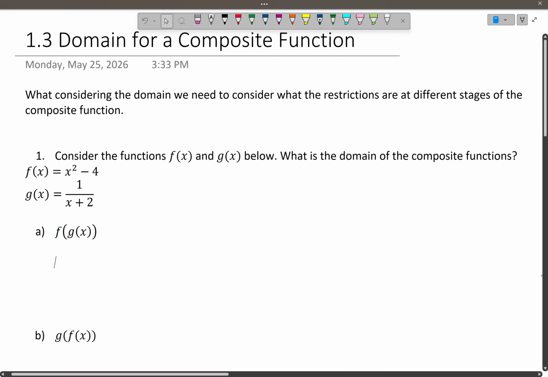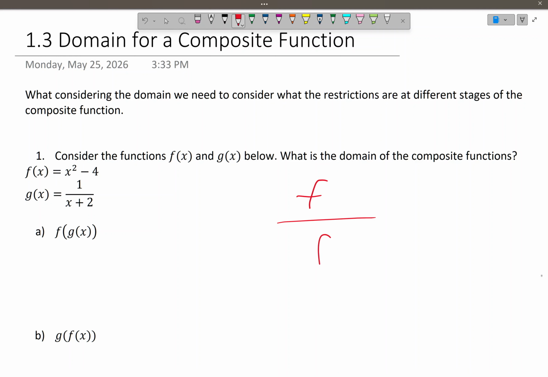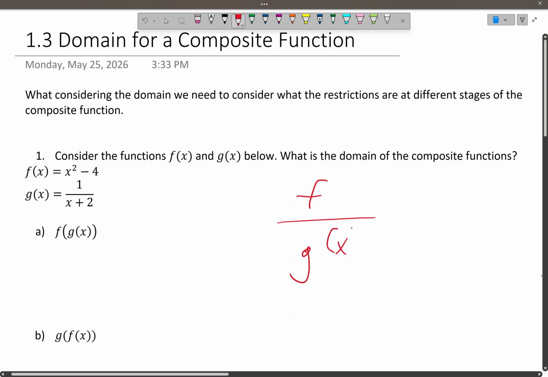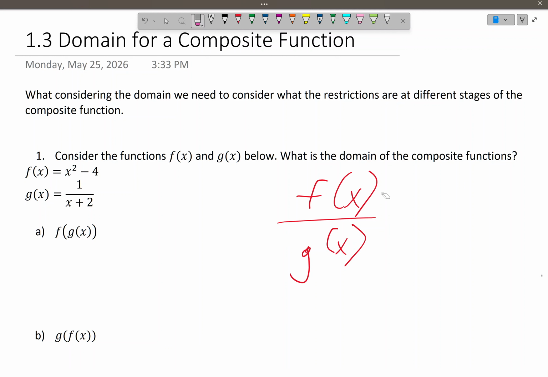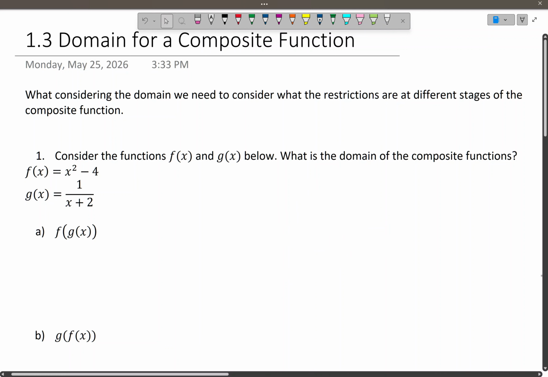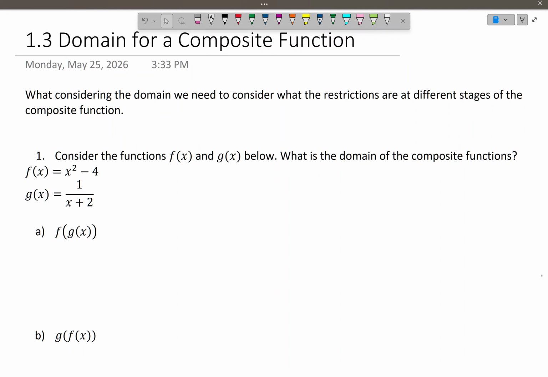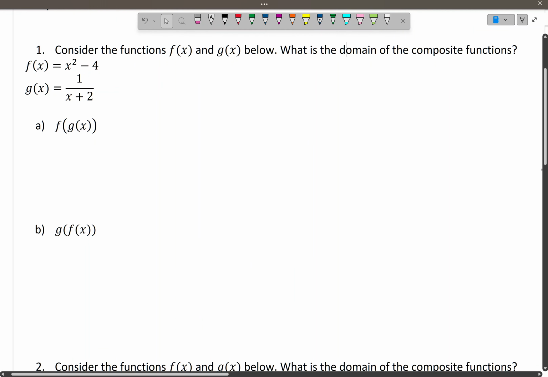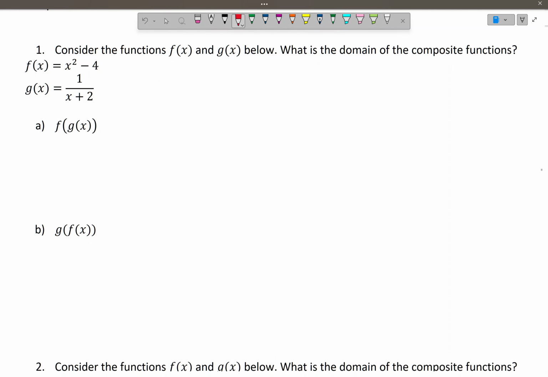But we could also see f over g, in which case you can imagine that whatever is on the denominator is going to be restricting as well. So we're going to look at both of those sorts of things today, the general idea of the domain of a composite function. So consider the functions here for question 1, f of x and g of x. What is the domain of these composite functions?